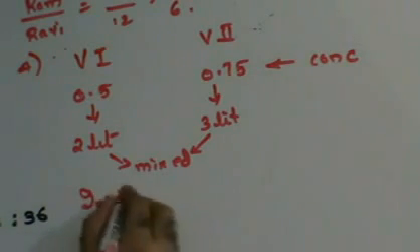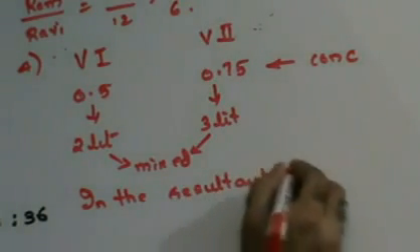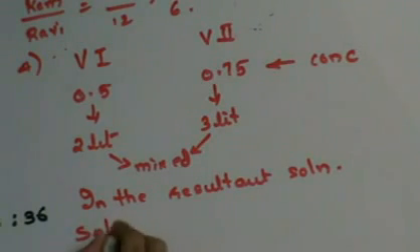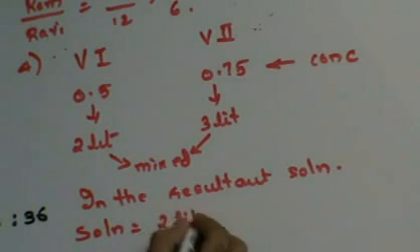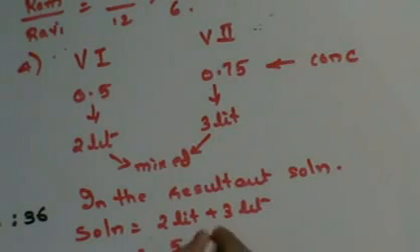Now, in the resultant solution, I can say that the total resultant solution will have 2 liters plus 3 liters. So there is going to be 5 liters of resultant solution that is going to be formed, right? 5 liters.